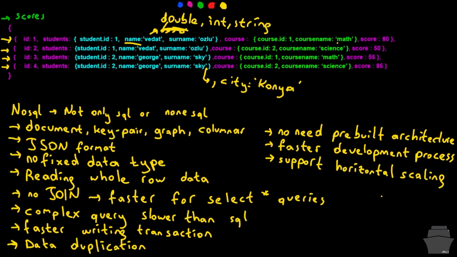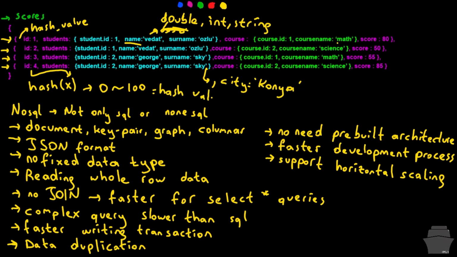So I'm going to explain the simple logic of how NoSQL is able to scale horizontally. Here we have our scores data group, right? And in this group, we have a hidden field called hash value. We also have a function, let's say hash x. This function receives an ID value and returns back a hash value between 0 and 100. Let's say the hash value of the first row is 10, the second row 20, 30, and 40.